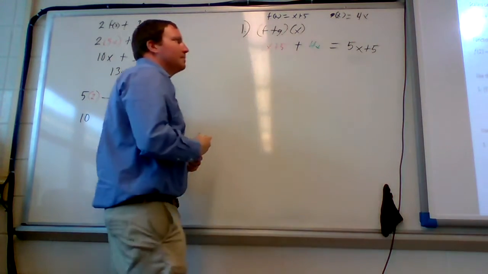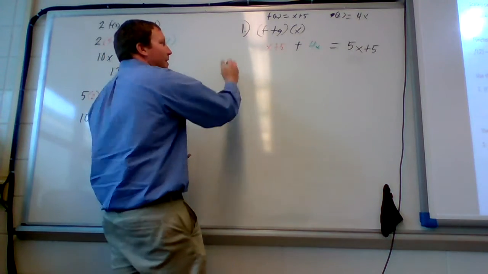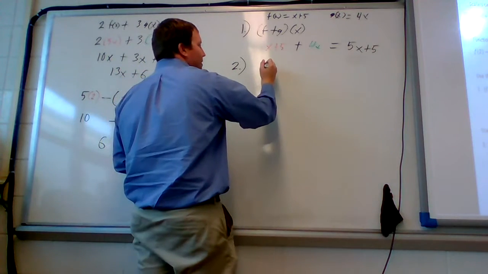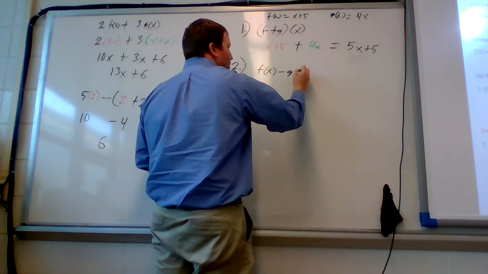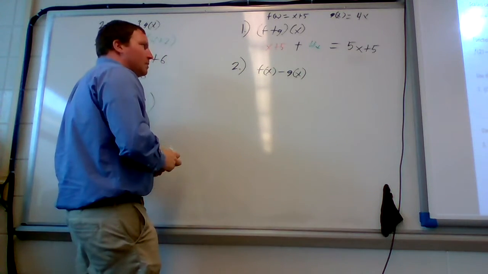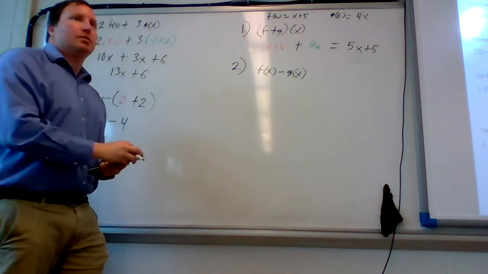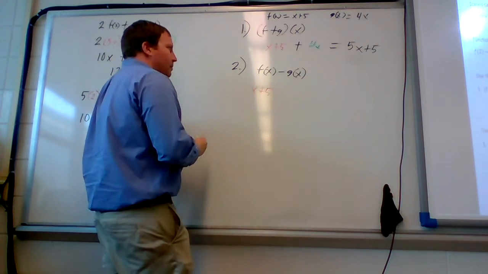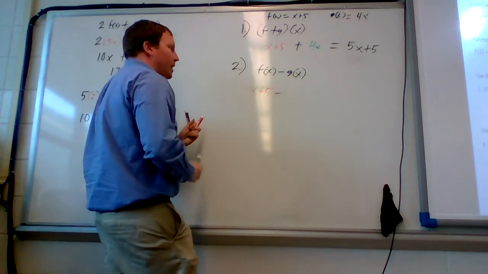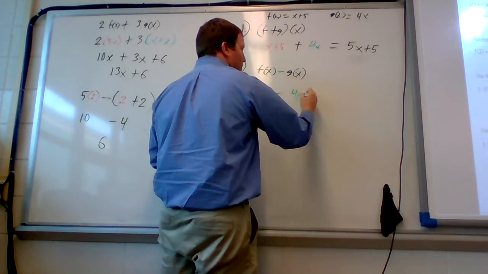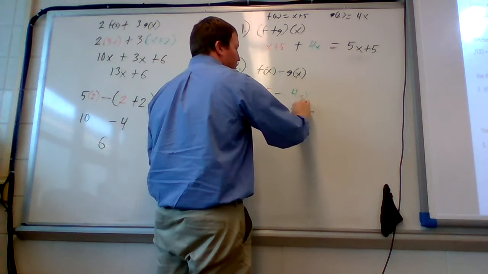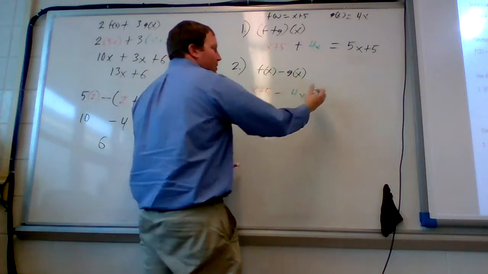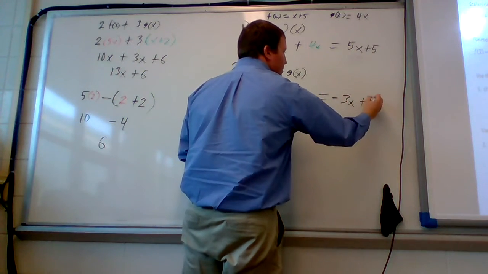Oh, I'm looking at the wrong one. I thought you were on the homework. No, not doing homework yet. It's number 2. We've got f of x minus g of x. So what does that give us? x plus 5 minus 4x. And that gives us negative 3x plus 5.